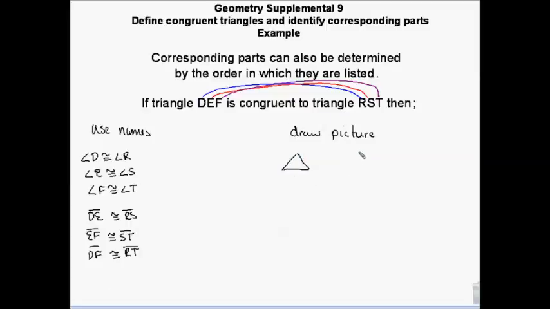Or if you want, sketch out a real quick picture, and then you can name the sides that way. So again, angle D is the same as angle R, angle E is the same as angle S, angle F is the same as angle T, and then you can see the sides, DE, EF, and DF.